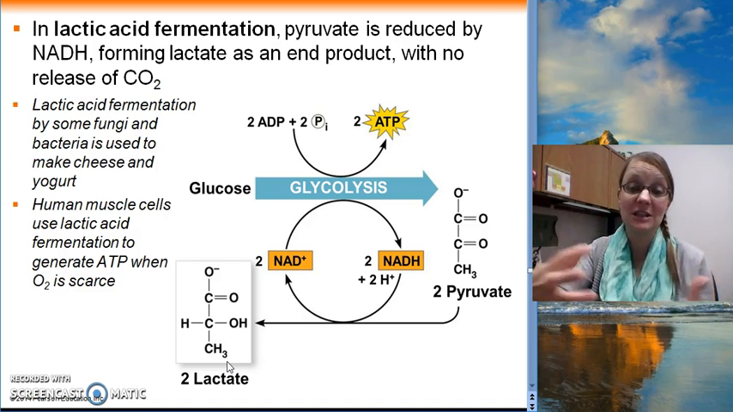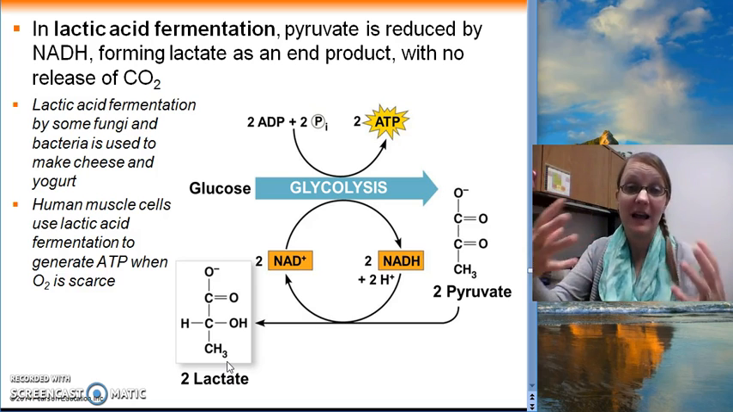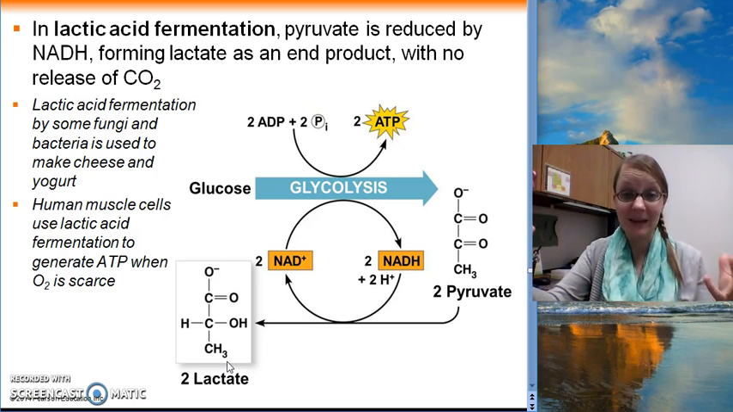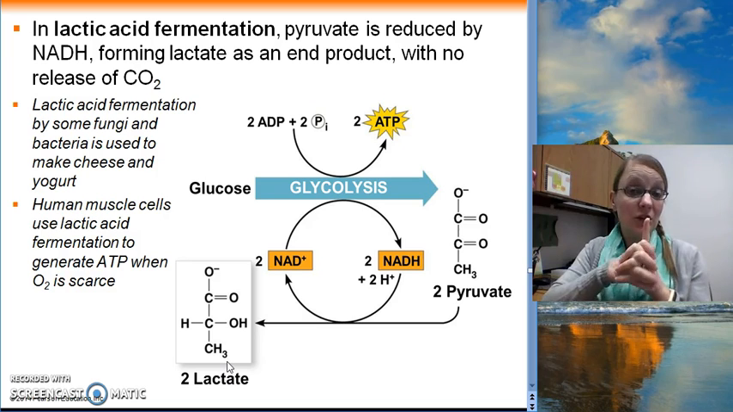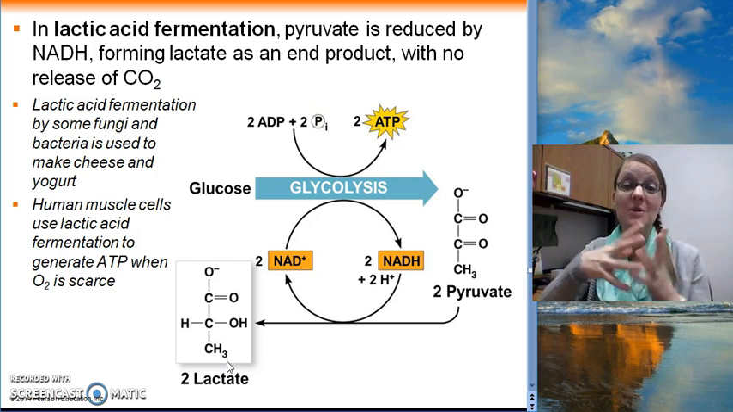Now, some fungi perform lactic acid fermentation, and some bacteria do this. These are used to make cheeses and yogurts in our food making industry. Now, you also have cells that can do fermentation. Your human muscle cells can undergo fermentation.